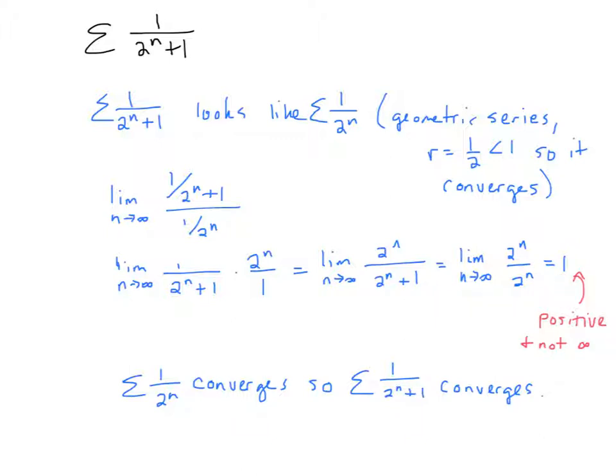And 1 is positive and not infinity, so that means that whatever this series does, the other series also does. And I know that this one converges, so that means that this one also has to converge. And that's it for the limit comparison test. Ask questions if you've got them.